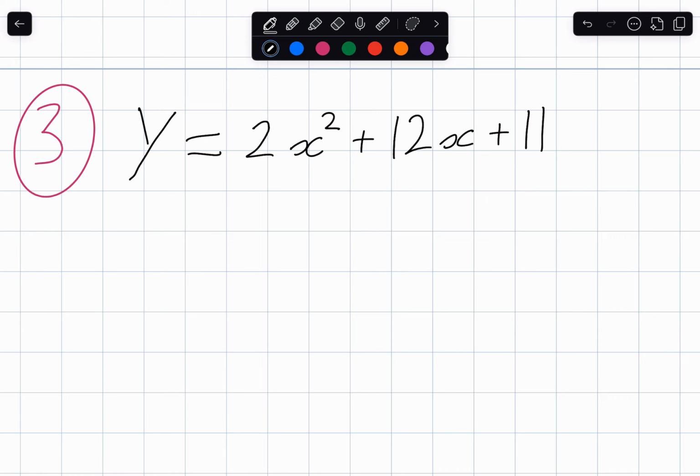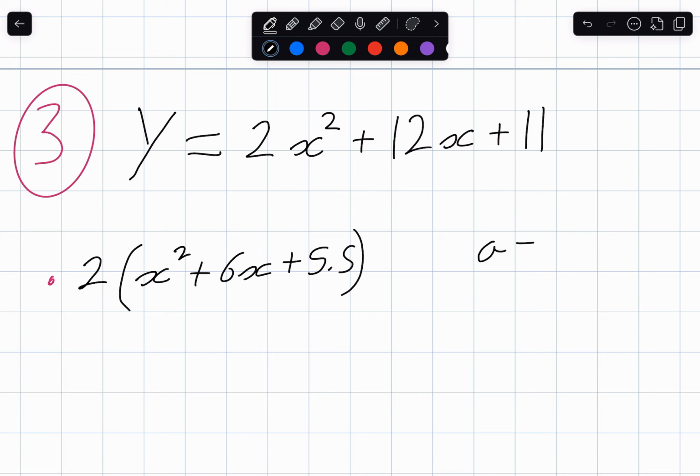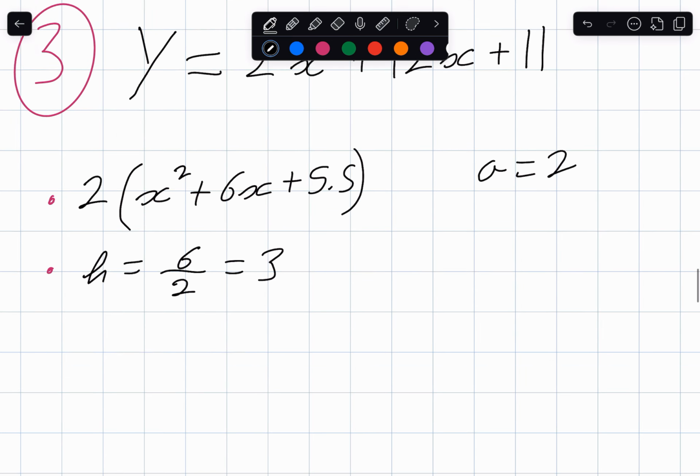For this one, it's the same thing. We factor out the first coefficient, and that's going to be 2. If we divide everything by 2 inside, we will have x squared plus 6x plus 5.5, and our a here is 2. And now the second thing is finding h. We take the b and divide it by 2, and we're going to have 3. So our h is 3.